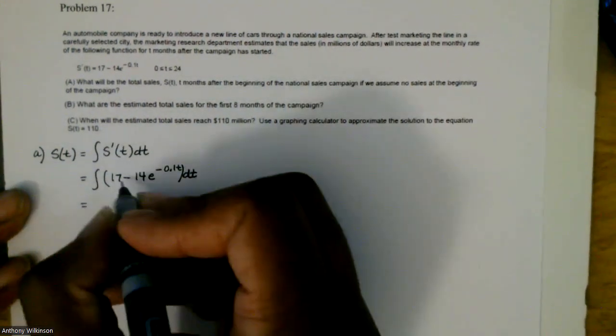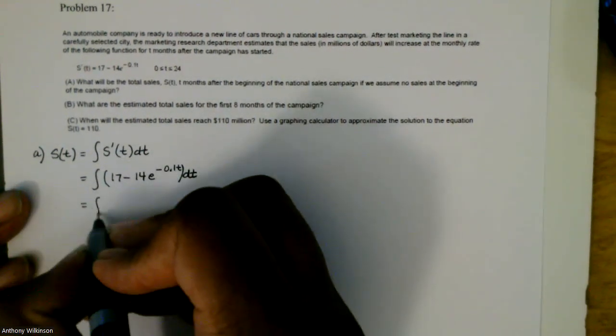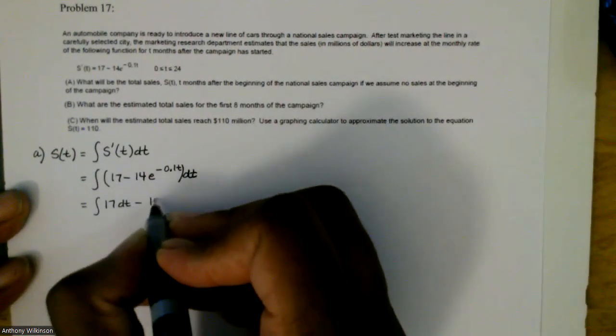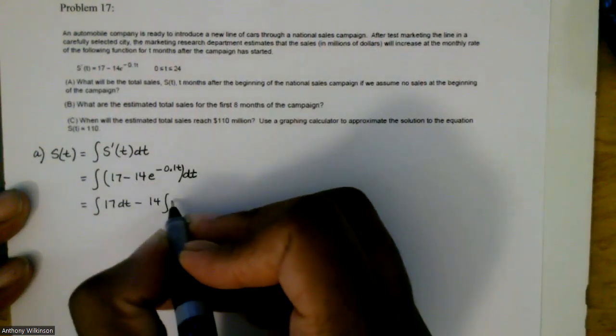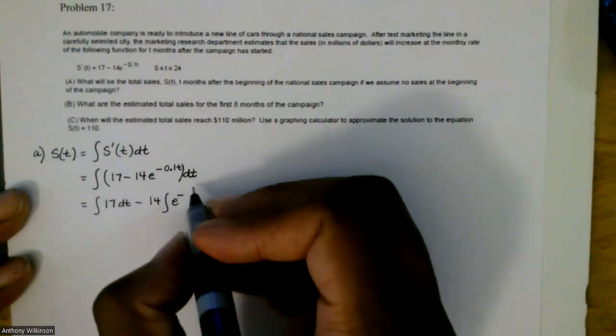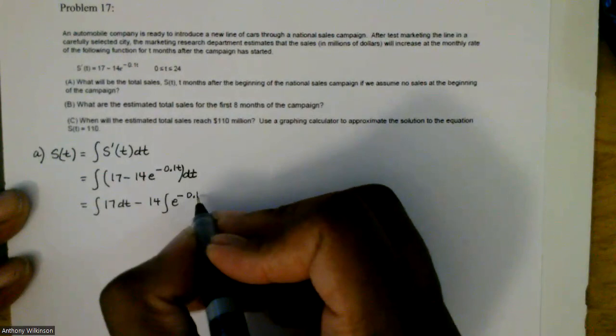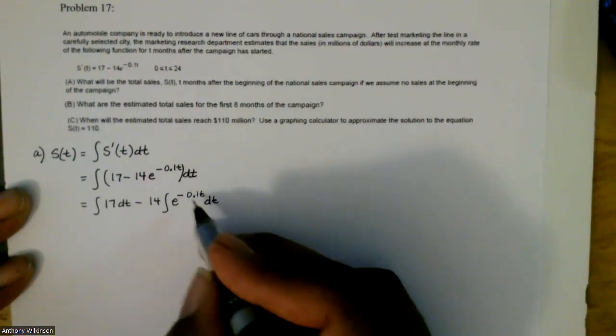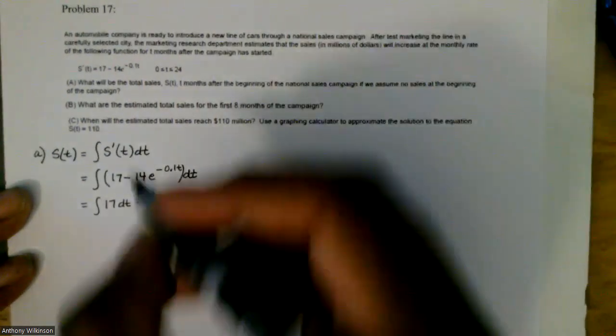So in this case here, if I integrate each part, since I have a minus sign there, I can write this as the integral of 17 dt minus, now pull the 14 out in front of the integral of e to the negative 0.1t dt. This part right here, I need to do a u substitution.